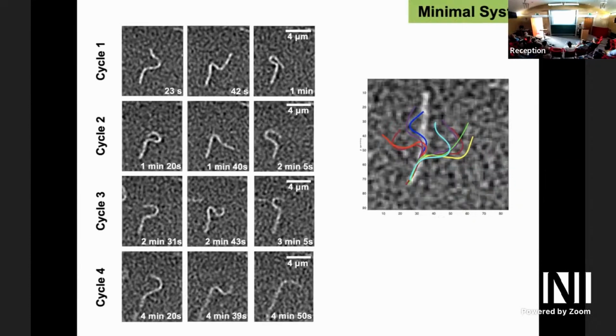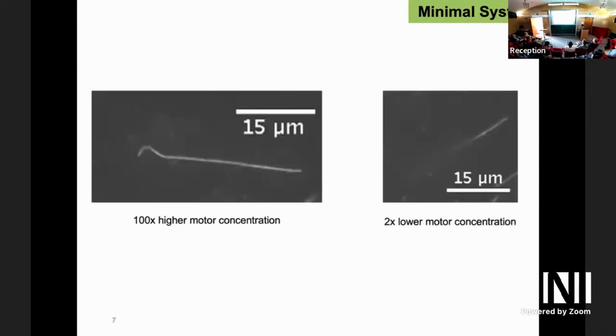1 minute. Now the question is, at this point we didn't have labeled motors, and that's why we didn't know how many motors were involved in this process, because we were not putting the motors on the surface. We were mixing the microtubules with the motors and then putting them on the surface, and the concentration was very low, much lower than the normal gliding assay.